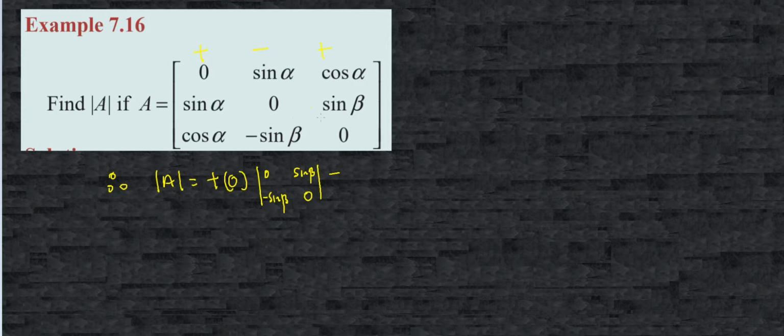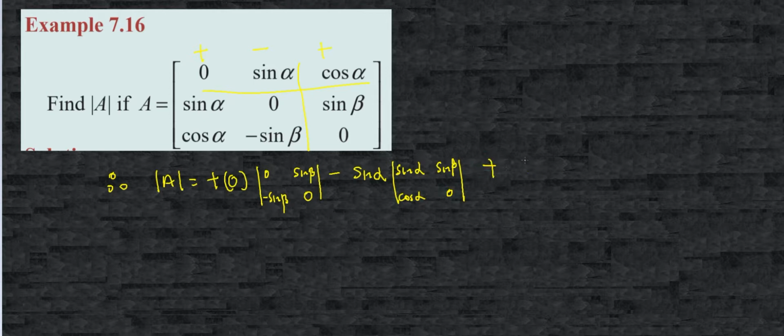Now continuing on, the next element is going to be sine alpha. Place sine alpha there. Open the two straight lines. Leave all the elements that fall along the row of sine alpha and the column of sine alpha. So that would leave us with sine alpha, sine beta, cos alpha, and 0.